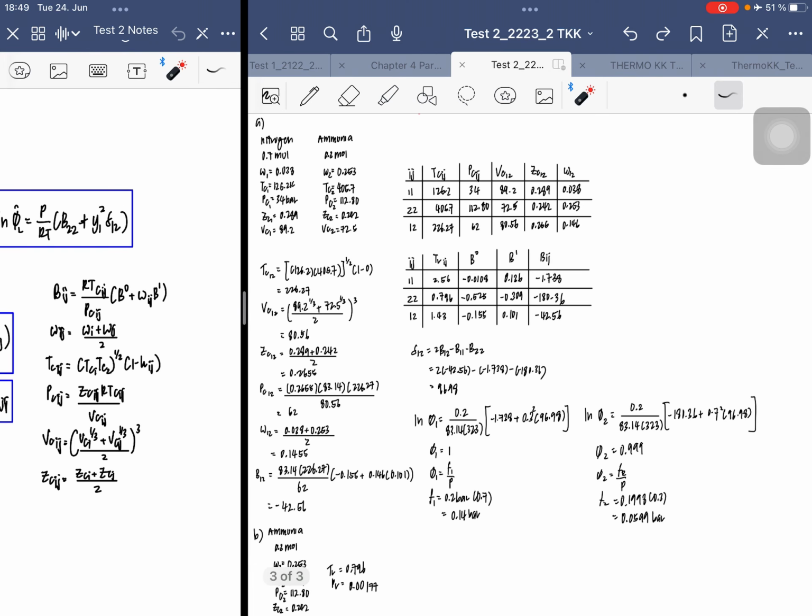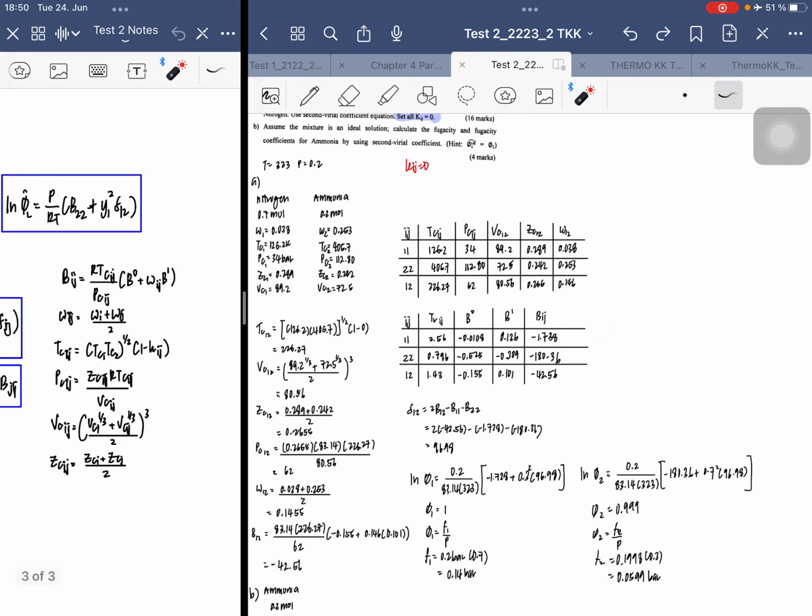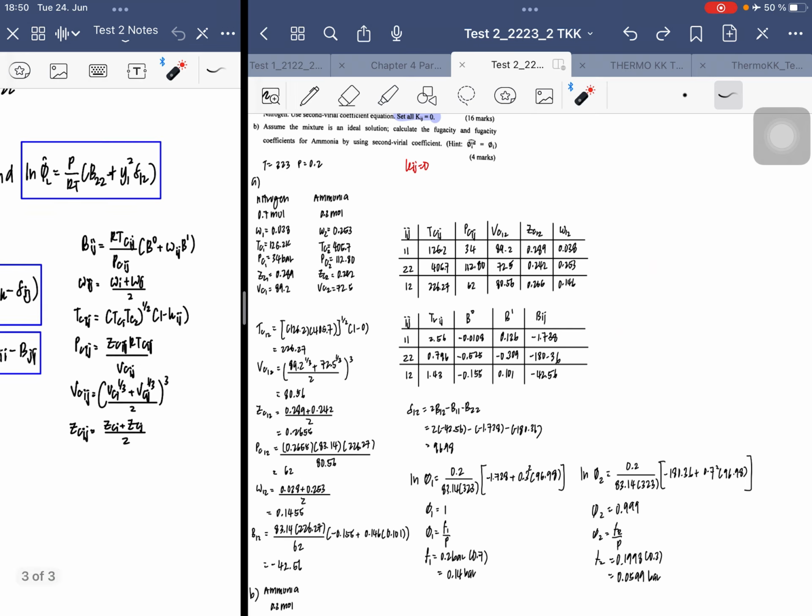TRIJ, well, reduced temperature, is just T over TC. So TRIJ for 1 1 is just T over TC, and for this one here, 1 2, you have to use this TC. So what is the temperature? 323 over TC12, which is 226.27.